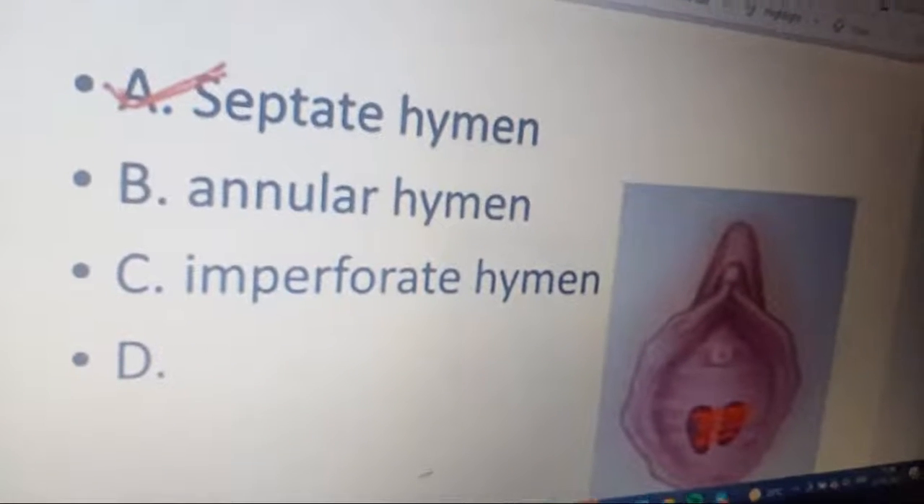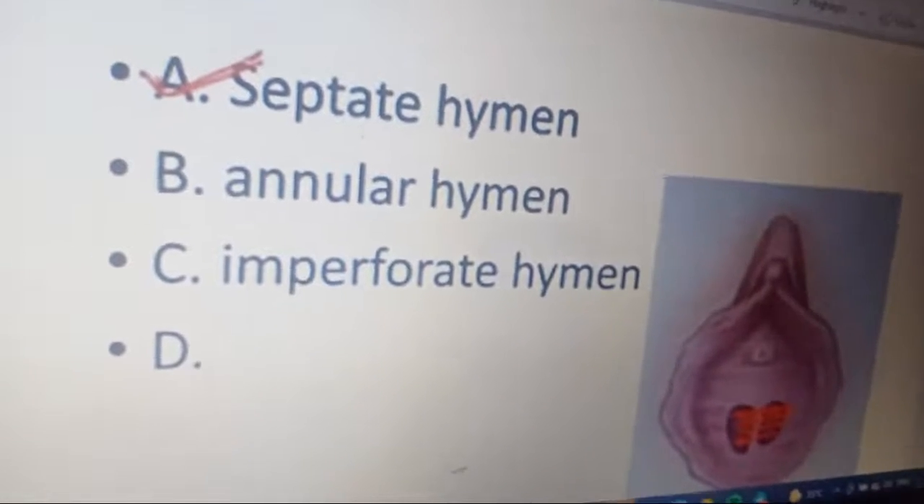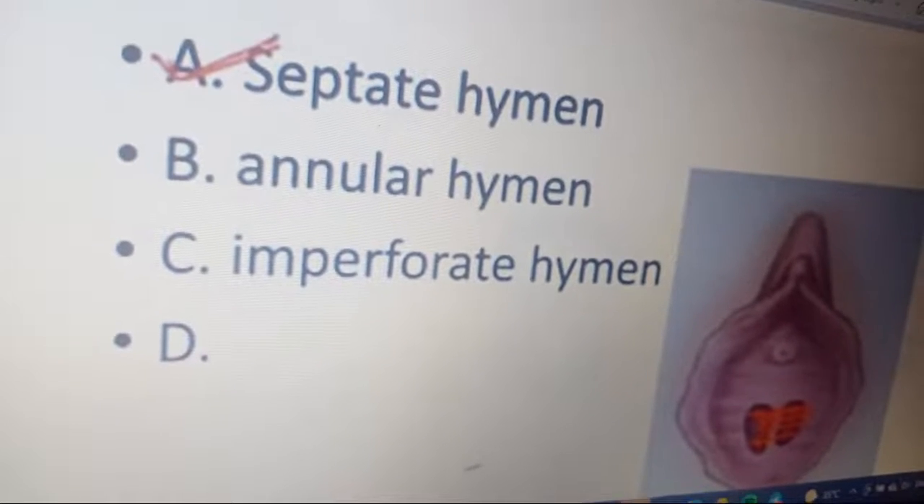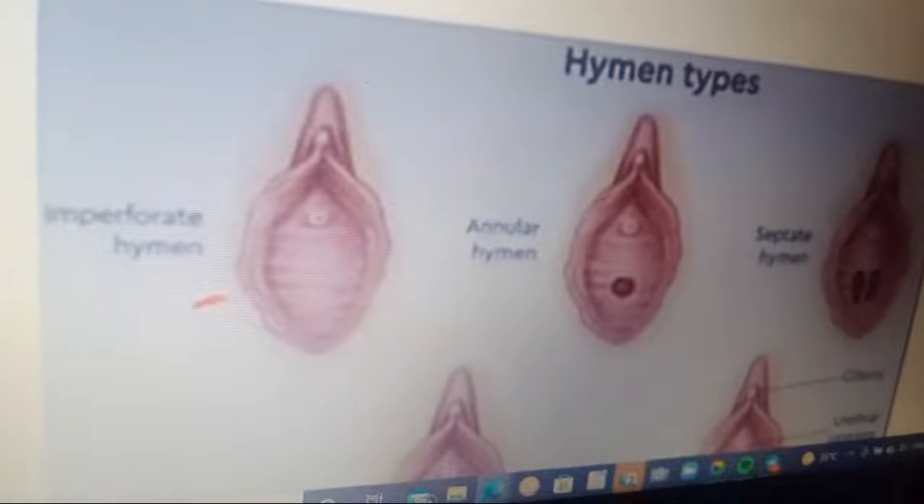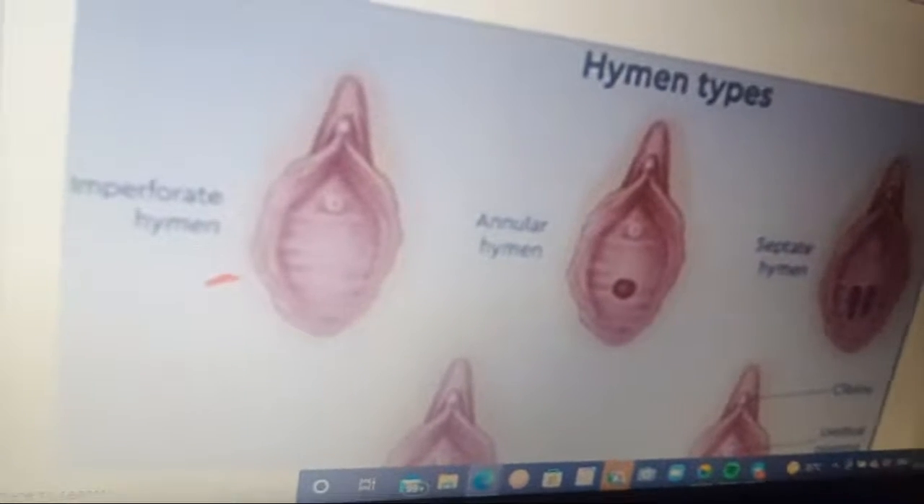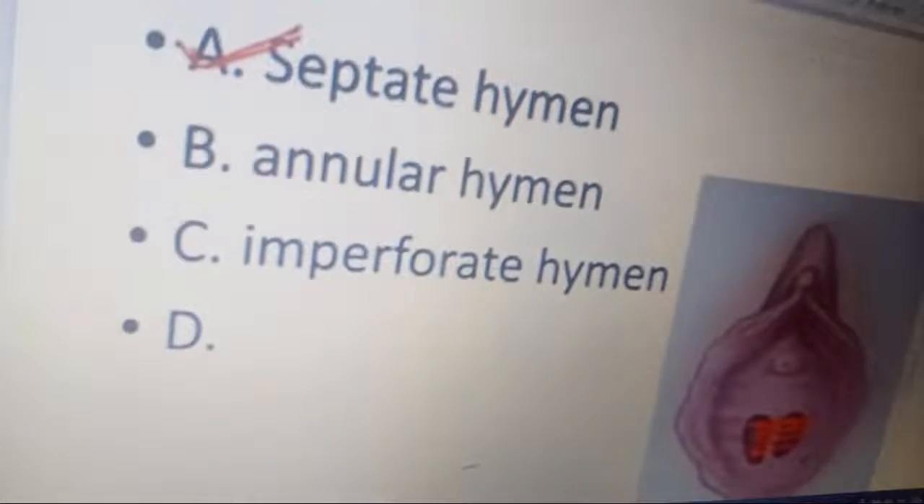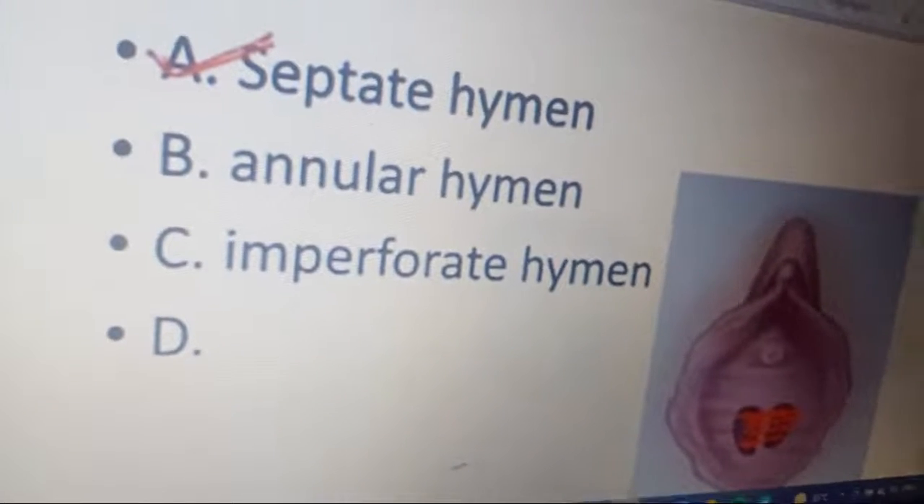Another question: what type of hymen is this? Okay, perforation is seen, so it is not an imperforate hymen. The types are: annular hymen, septate hymen, cribriform hymen, and the vaginal annulus hymen. So the answer here is septate hymen.